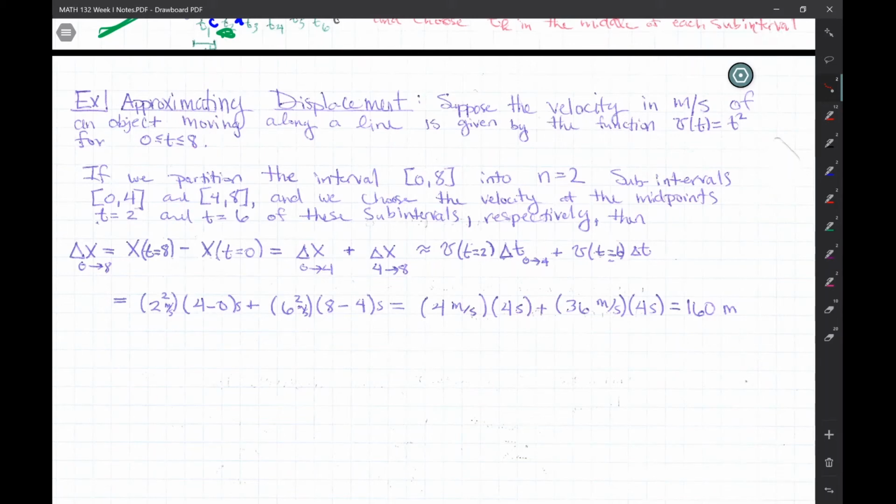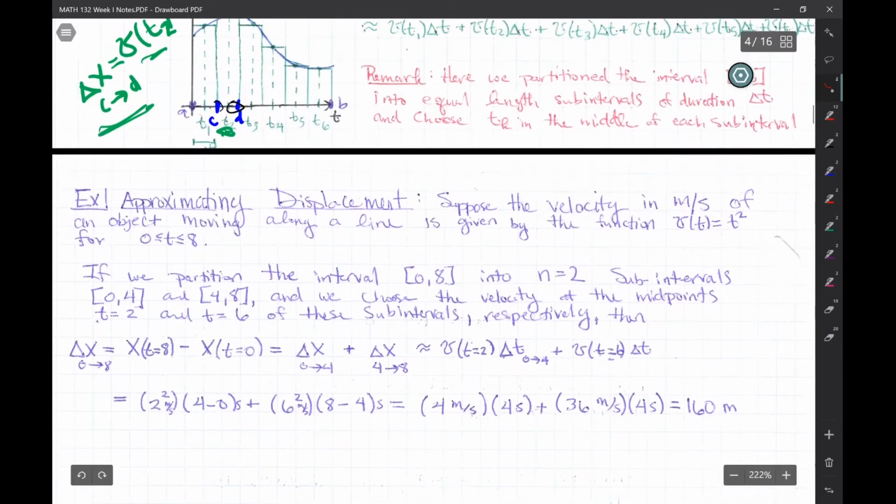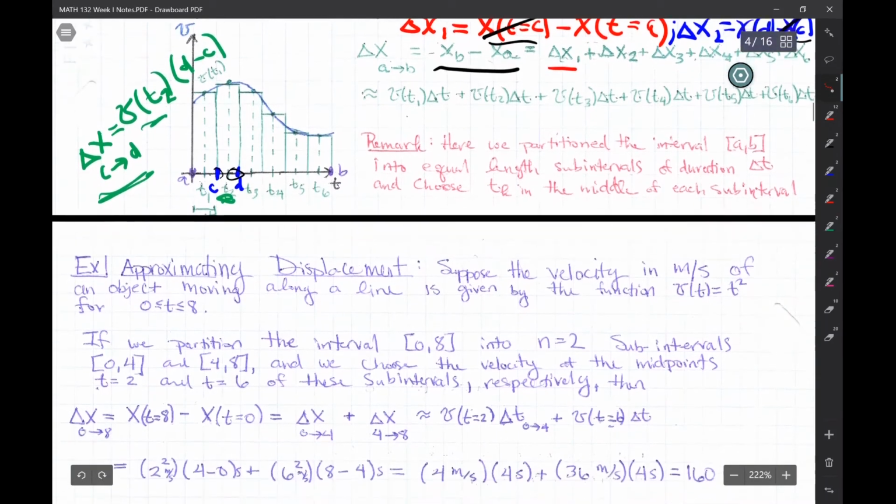Two different sub-intervals. If we partition 0 to 8 into two equal sub-intervals, then each one will have a duration of 4 seconds. So the first sub-interval is 0 to 4 seconds, and the second sub-interval is 4 to 8 seconds. And let's also choose a representative velocity for an entire sub-interval. Here we're going to choose the midpoint, similar to what we looked at above.